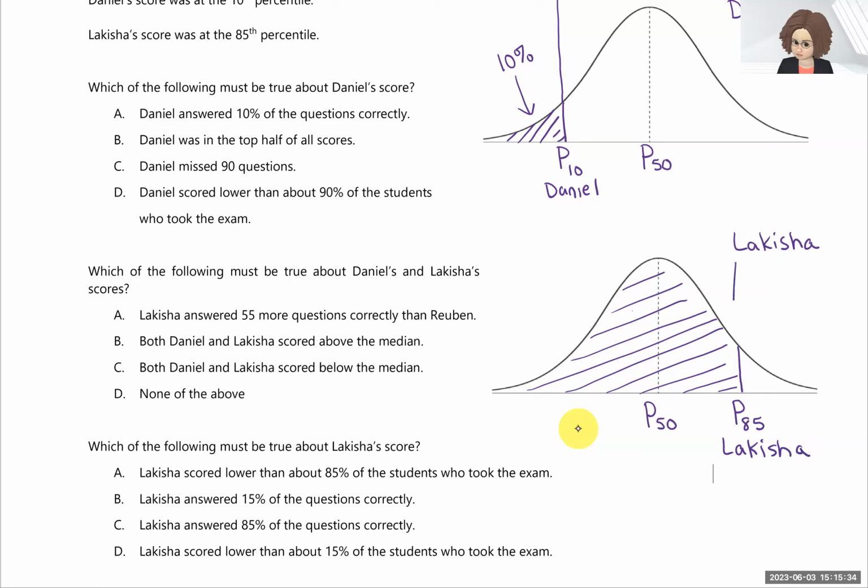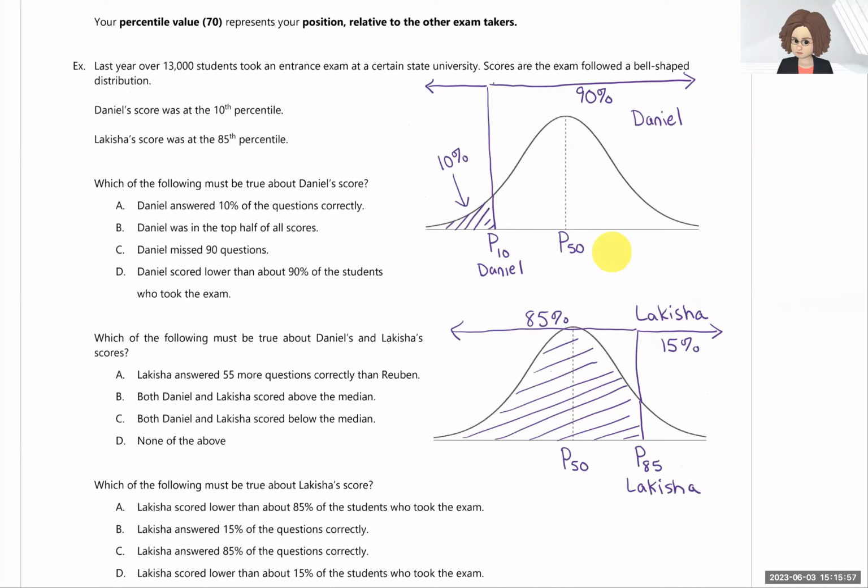I'll go ahead and label it here with an arrow. So those are the 85% of scores lower. And that would mean the scores that were higher, 100% minus 85%, would leave the remaining 15% of scores. All right, and once we have that visual, we can answer some questions here.